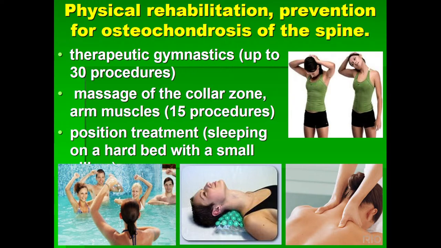What is the principle of hygienic gymnastics? I will repeat and say that the best exercise for prevention of osteochondrosis of the spine and neurological manifestations of osteochondrosis of the spine is exercise in the water. Aqua aerobics, you can see on this picture, illustration, swimming, but you can also use other exercises which increase strength and endurance of the muscles of the neck, back, abdominal muscles, upper extremities and lower extremities.